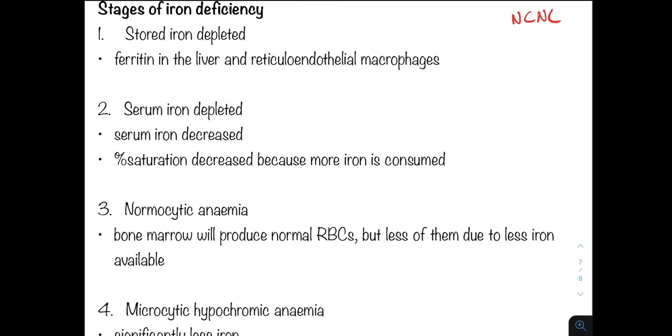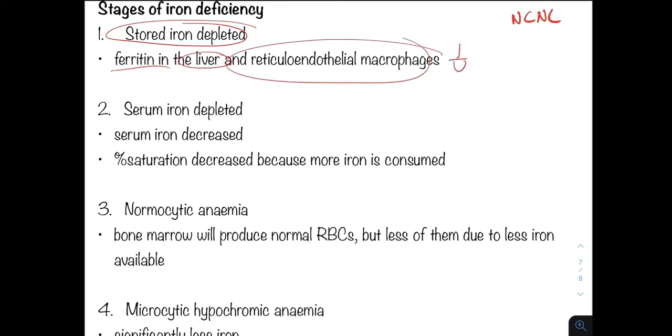So when the body is losing iron for whatever reason, the first to deplete are the iron stores. So ferritin in the liver and in the reticuloendothelial macrophages begins to decline. Once these stores are exhausted, next to deplete is serum iron. So we end up with reduced serum iron as well as reduced transferrin saturation.